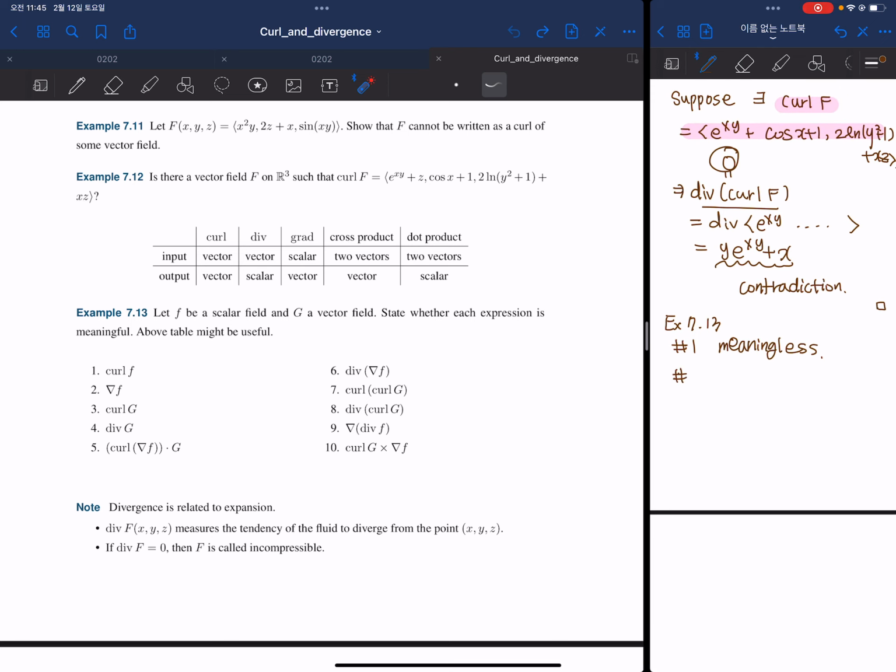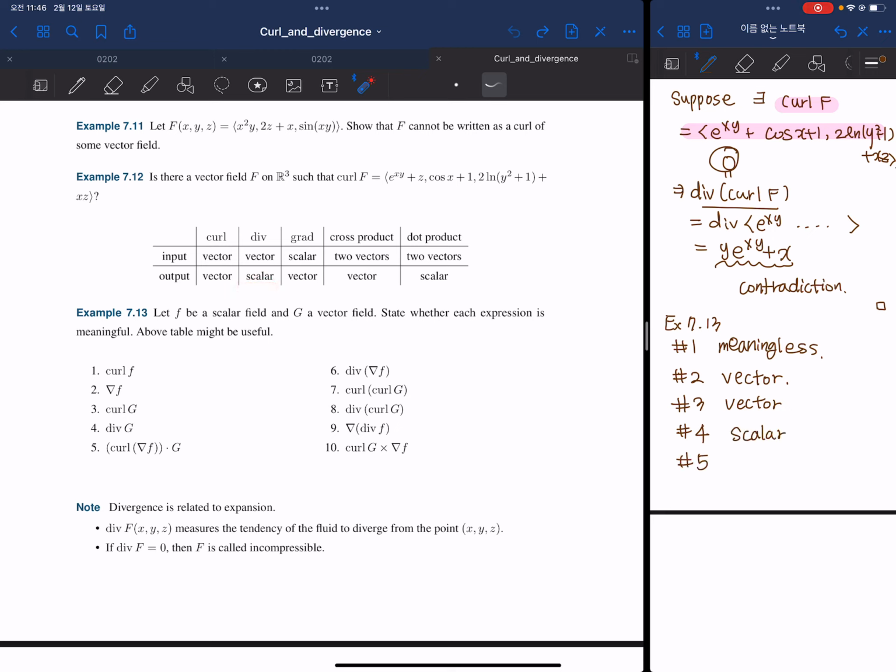And then the second one, gradient F. Here for gradient, we can put the scalar function. Yeah, it's fine. And then you will get a vector. Okay, it's meaningful, and we will get a vector as the result. And then the third one here, curl: input is a vector, yes, and then output would be a vector, so it is meaningful, and it is a vector. And then the next one, divergence. Divergence here, you can put the vector, and then you will get a scalar, so you have a scalar here.